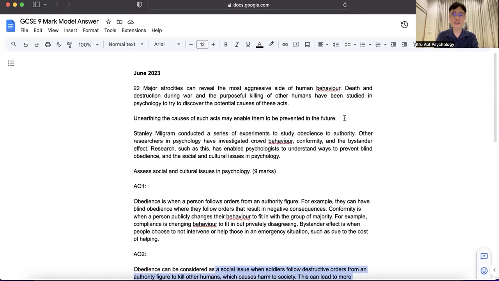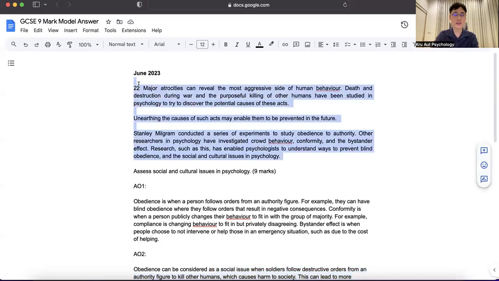So just spot clearly which bits in the entire question are the scenario. It's not all of this. Not all of this is the scenario. This bit is, this bit isn't. This is just them providing us information so we are more aware of what we need to write about.